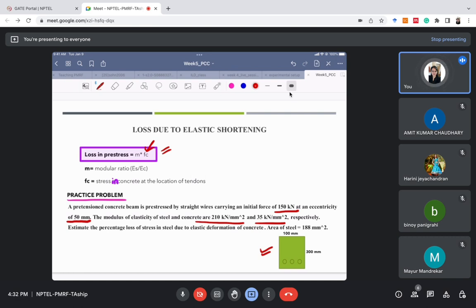Now what do we need to find? We need to find the percentage loss in stress due to elastic deformation. One more thing that is given to us is the area of steel, that is the area of these tendons. So the area of the tendon is given to us, which is 188 square.